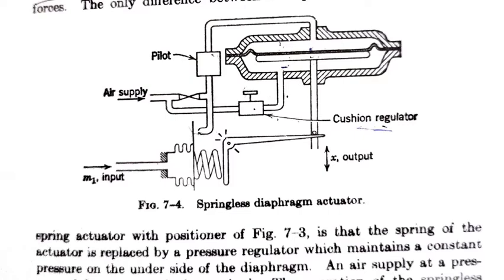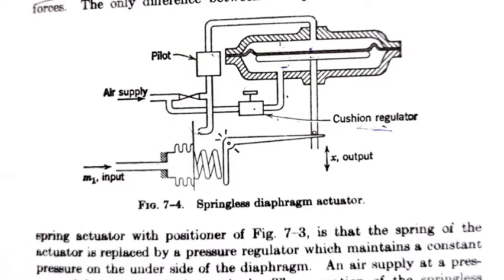So now see the operation of that springless diaphragm actuator. Same thing here: whenever you supply the input pressure, this bellow will move towards the right. So that will move right means this will close the air gap between the flapper as well as the nozzle. So the total air supply will go to the amplifying unit. Why? Because there is no gap. Total air supply will move like this. That will be amplified and supplied to the diaphragm. The diaphragm will move down. So accordingly that stem will also move down.